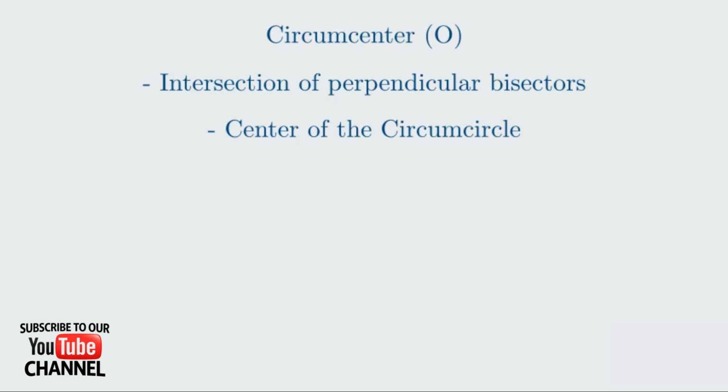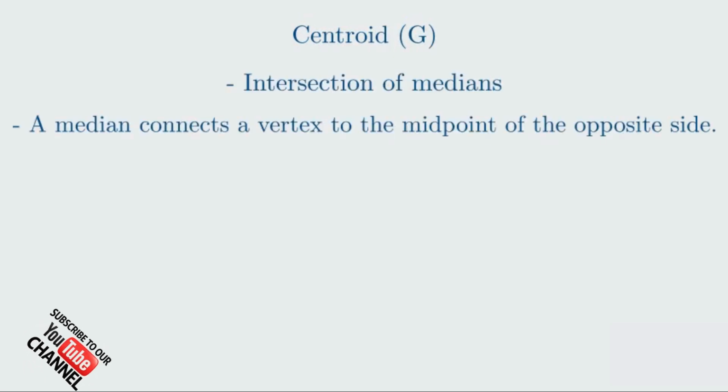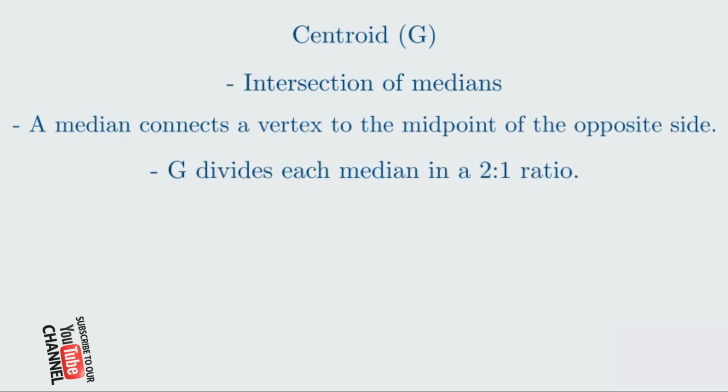In other words, its distance to vertex A is the same as its distance to B, and the same as its distance to C. Next, the centroid. This is the point where the 3 medians of a triangle intersect. Remember, a median connects a vertex to the midpoint of the opposite side. We'll call the centroid G. It represents the triangle's center of mass. The centroid has a special property that will be crucial for us. It always divides each median in a 2-to-1 ratio. For example, if we draw the median from vertex A to the midpoint M of side BC, the centroid G is 2/3 of the way down that median from A to M. This 2-to-1 ratio is a fundamental concept for our construction.